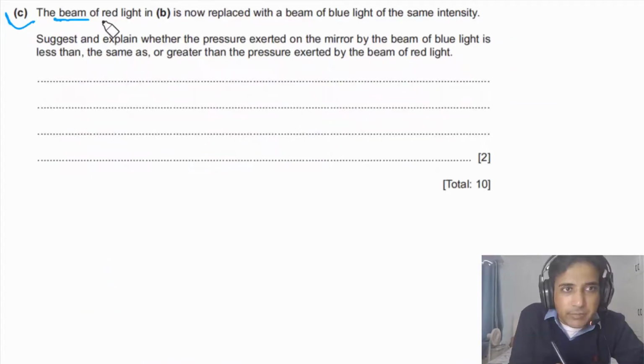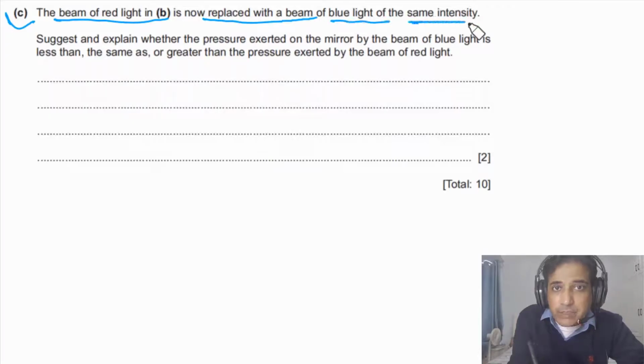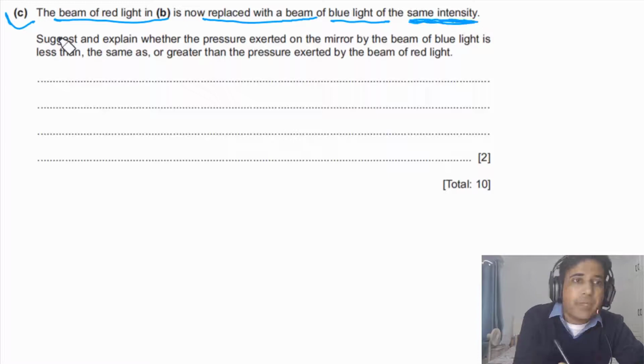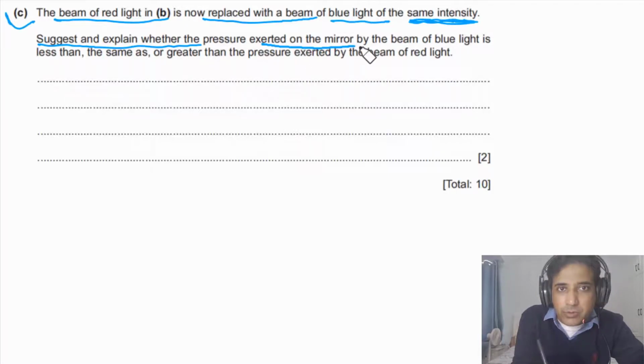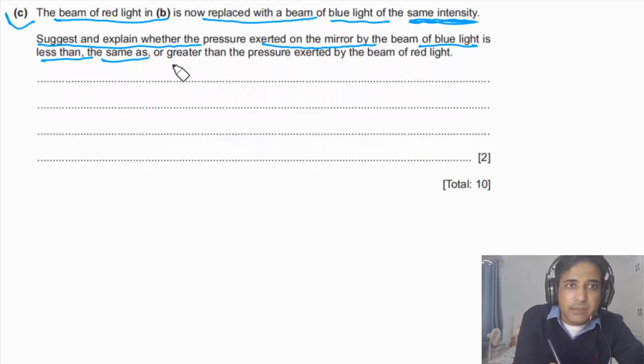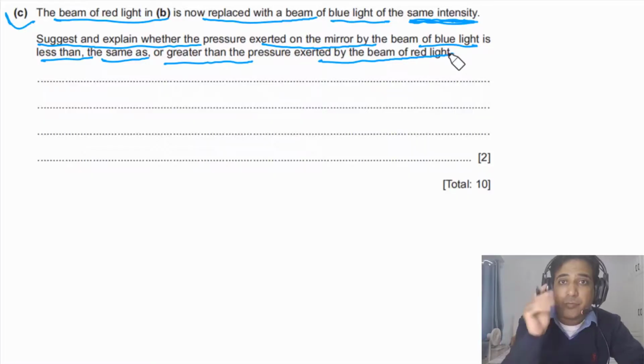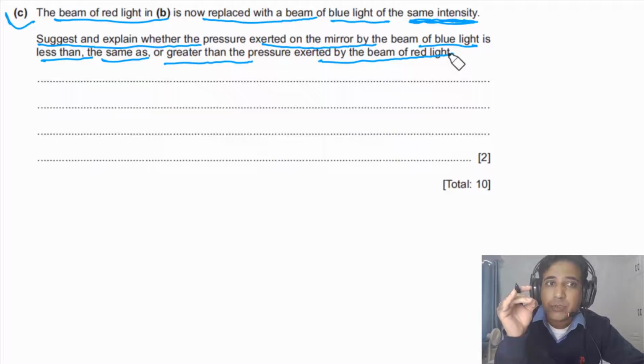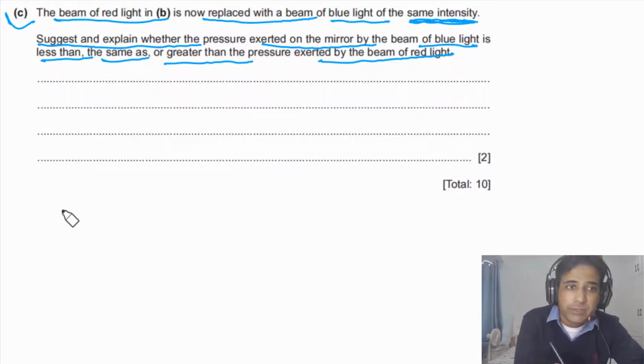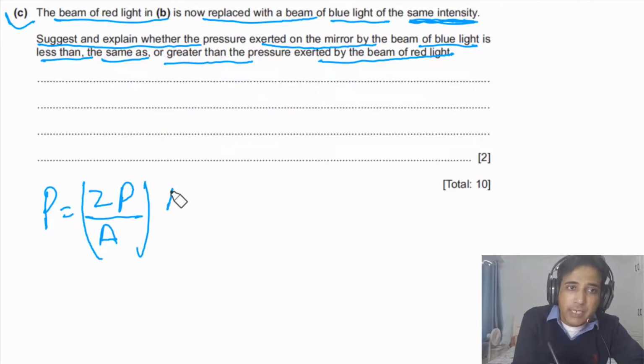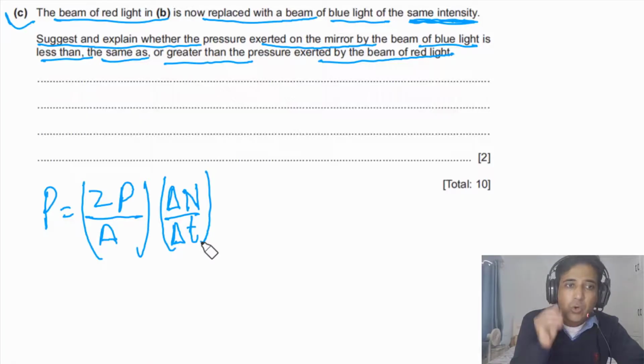Part C says the beam of red light in B is now replaced with a beam of blue light of the same intensity. Intensity is the same. Suggest and explain whether the pressure exerted on the mirror by the beam of blue light is less than, the same as, or greater than the pressure exerted by the beam of red light. Nice question, and this question is based on part B. In part B we have already discussed that pressure is equal to 2 times P, this is the momentum, over cross sectional area times delta N by delta T, the number of photons per unit time. In order to answer this question, let me write down here, this is representing pressure and this is representing momentum. In this case intensity is the same.